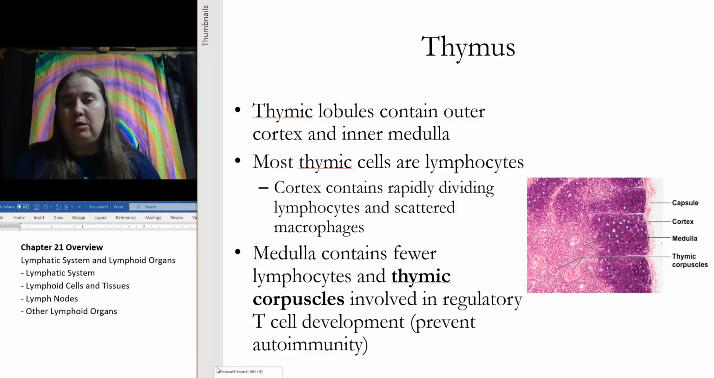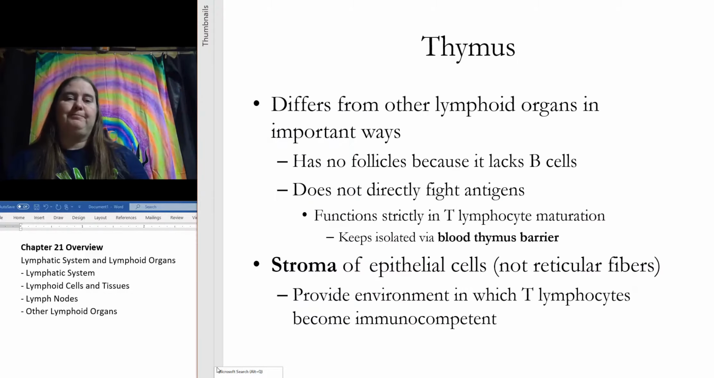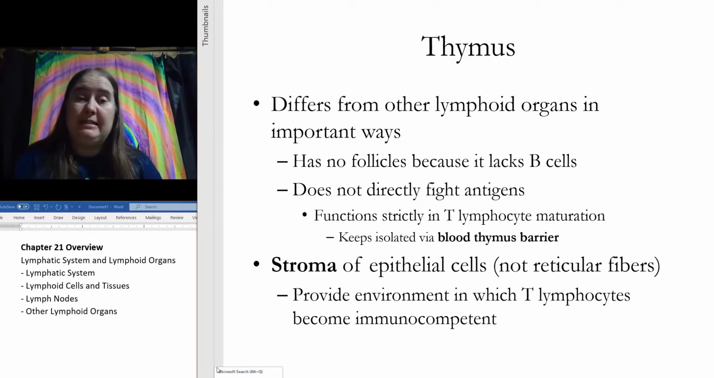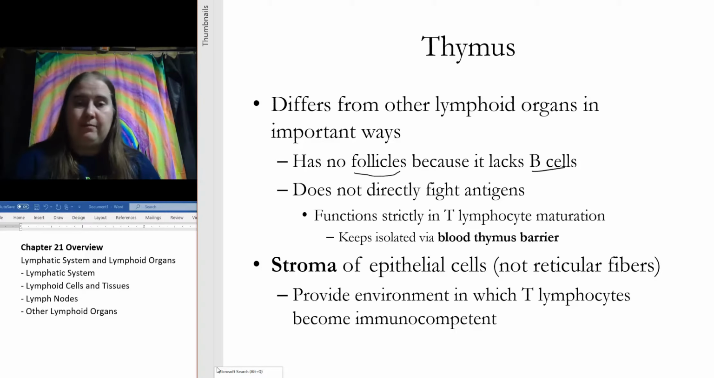So autoimmunity is when the body basically starts to attack self. So T regulatory cells help prevent that autoimmunity from occurring. And the thymus, again, is different than any of the other lymphoid organs in the body, in that it has no follicles. If it has no follicles, we know follicles are really important for our B cells. So our thymus doesn't contain B cells. And the thymus itself does not directly fight antigens.